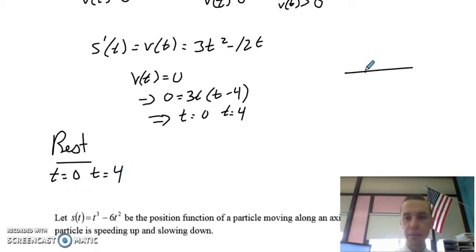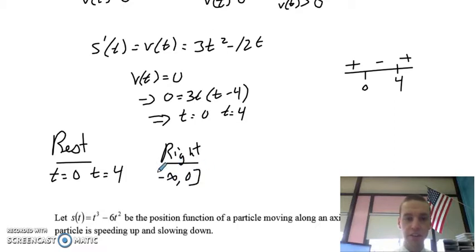Then we're going to do a number line and figure out where it's positive or negative. Testing values gives us positive, negative, positive. So we're moving right from negative infinity to 0, again, first derivative, we'll use open parentheses, or 4 to infinity. And we're moving left from 0 to 4.